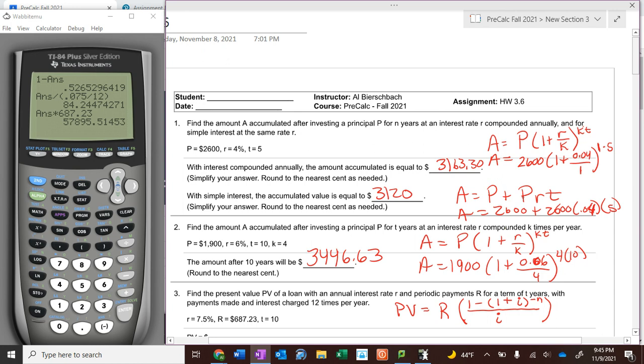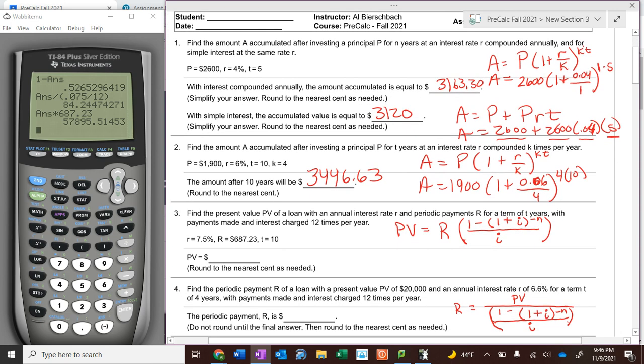If we use simple interest, no compounding, it's just interest from the start. You take your principal plus your principal times your rate times your time. Good old-fashioned principal times rate times time. So your principal is 2,600 plus the interest you make, 2,600 times 4% times 5 years. You only get $3,120. So compounding your money gets you more money faster.